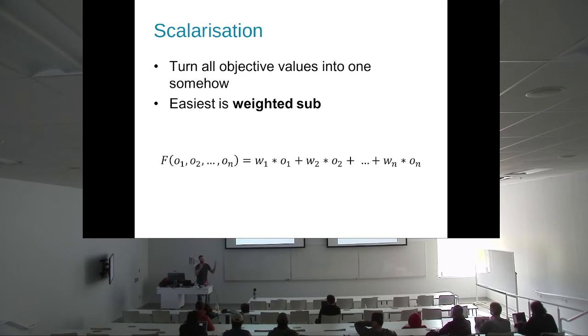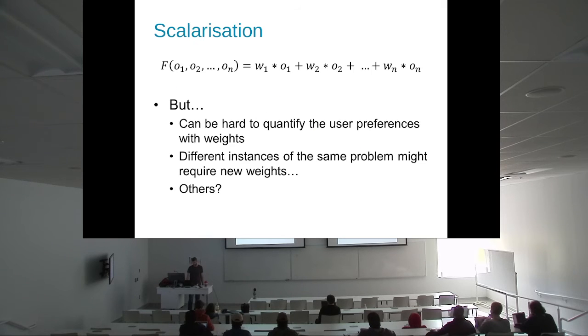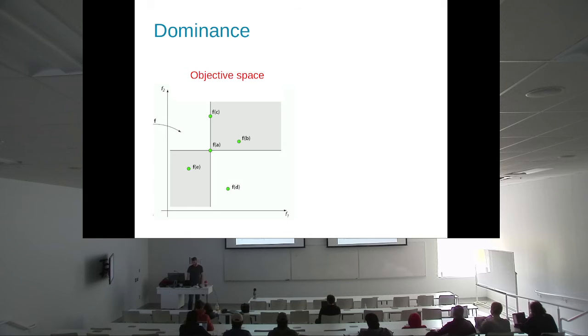But again, what are those weights? Sometimes they're easy to figure out. Sometimes it's too fuzzy to come up with a hard number. So how am I going to do that? Yeah, it can be hard to quantify. So then there's this idea of dominance.